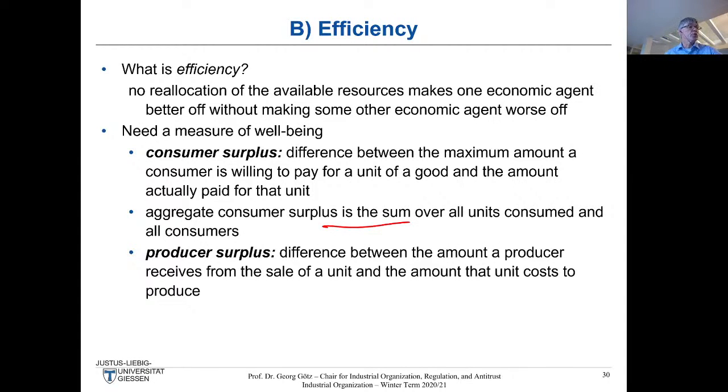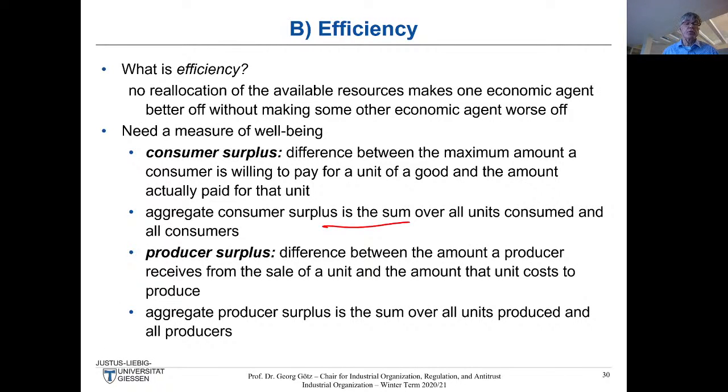Producer surplus is just what you saw, the difference between the amount the producer receives, that is his revenue from the sale of a unit, which for one unit is of course the price, and the amount which that unit costs to produce. And of course, aggregate producer surplus is a sum over all units and all producers. But what is important, and is our typical welfare measure, is total surplus: consumer surplus plus producer surplus.